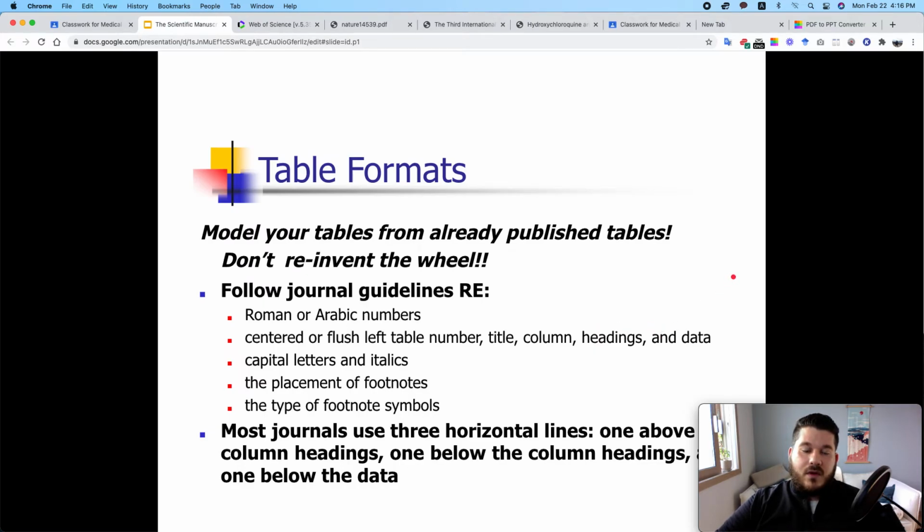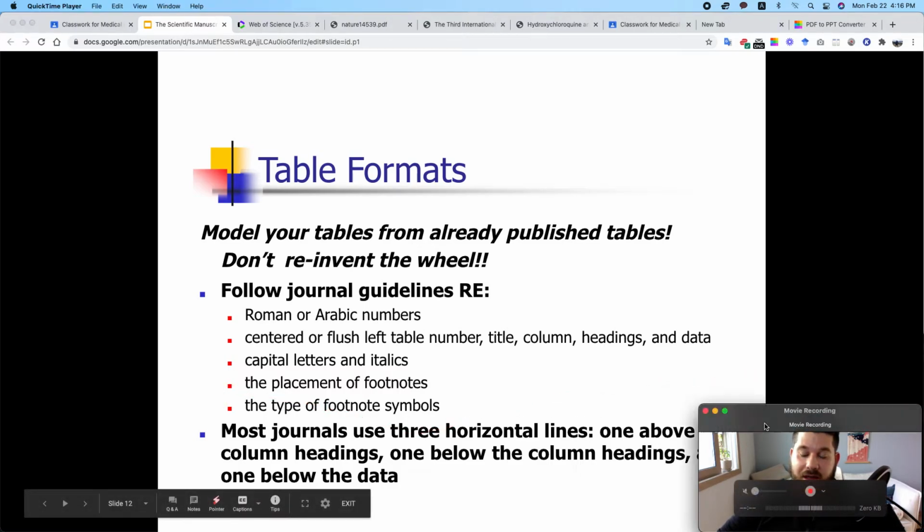For tables, we're going to go over some examples, but really you just want to make your table readable. You want to make sure you follow the journal guidelines because everyone's different. Usually journal guidelines would be Roman or Arabic numbers, obviously, 1, 2, 3, 4, as we know. The table is centered. It's not to the left, it's not to the right. The columns and titles are centered as well. You have capital letters, everything's capitalized, and it's in italics, and then you might have some footnotes.